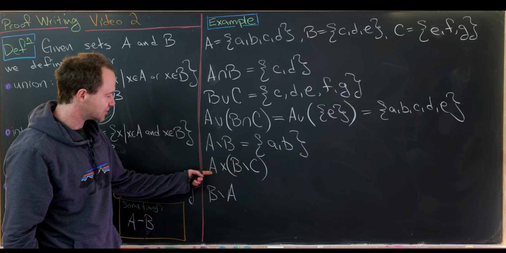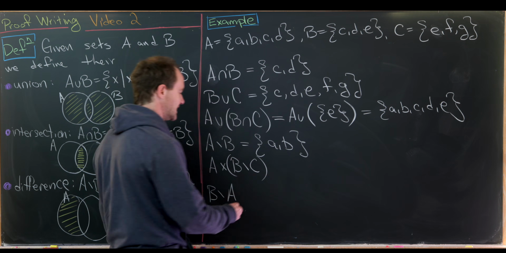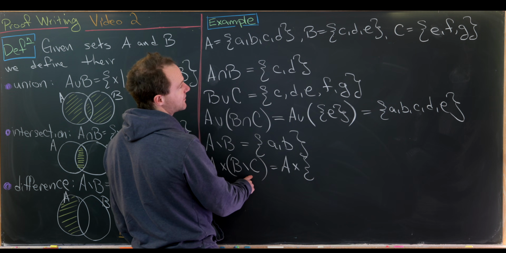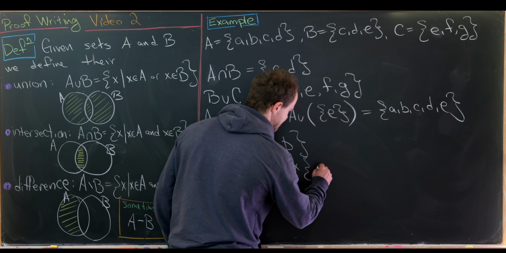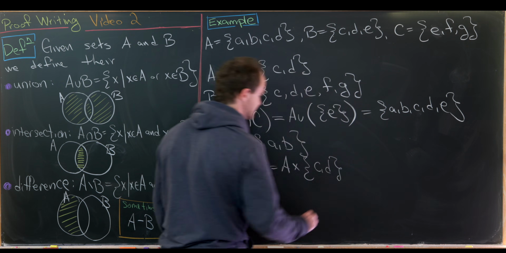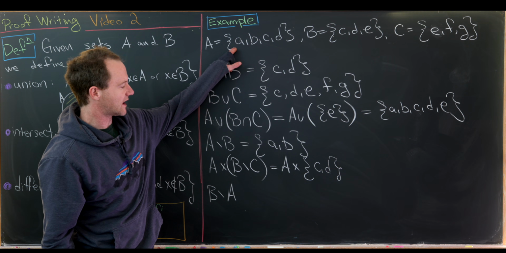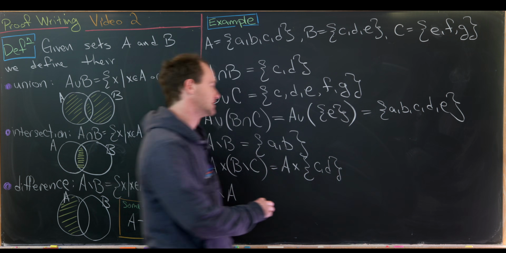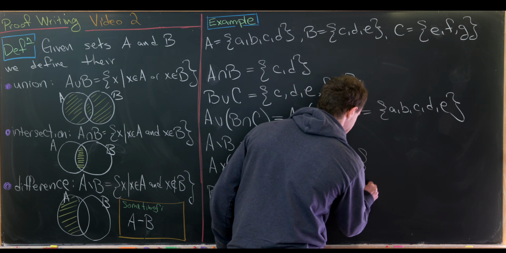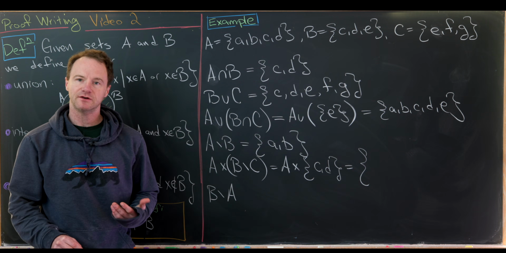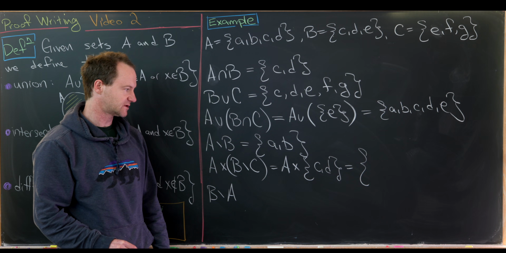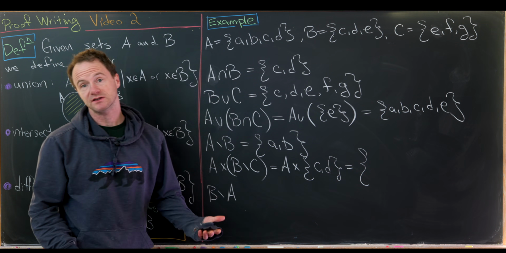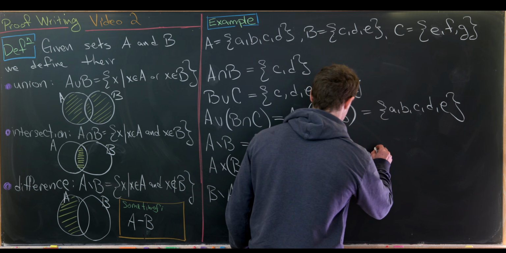Now we've got another one of these. We have the Cartesian product of A and B minus C. So that's going to be the Cartesian product of A with, well, let's see, B minus C is the doubleton CD. So we've got a set containing 4 elements, Cartesian product with a set containing 2 elements. So that should give us a set containing 8 elements. And those 8 elements are ordered pairs. The first entry comes from A, and the second entry comes from this doubleton CD. So we'll have something like this.